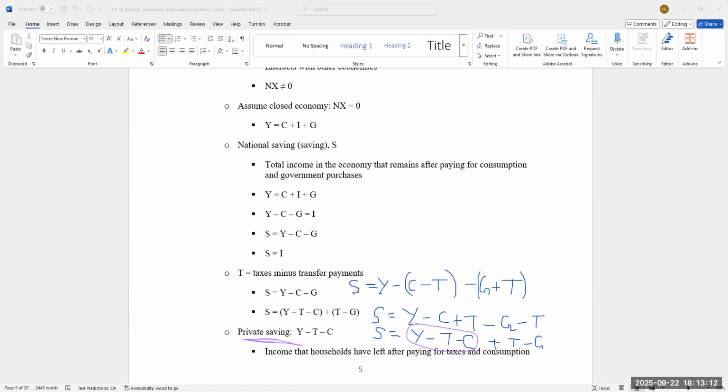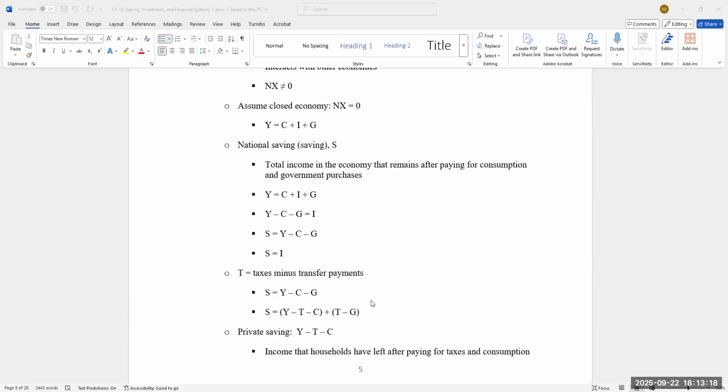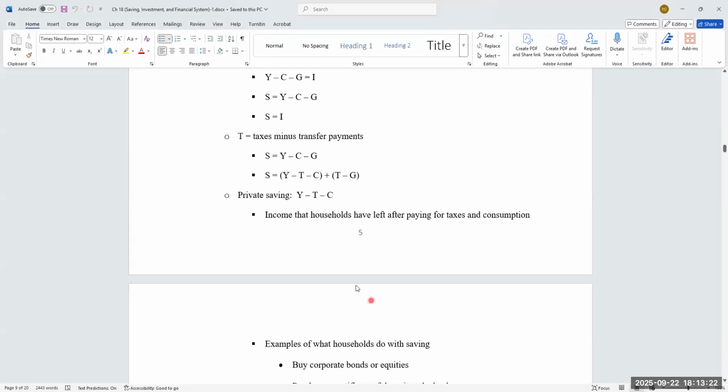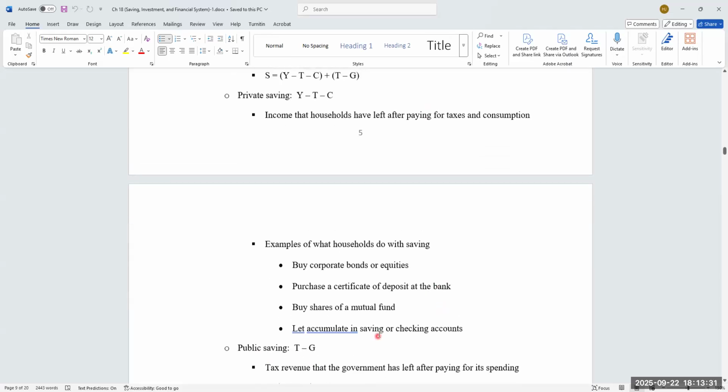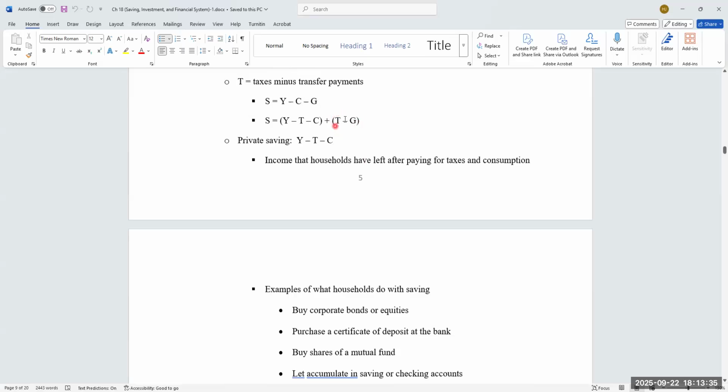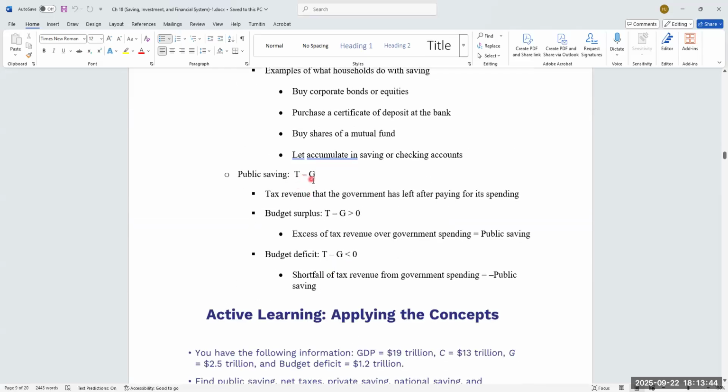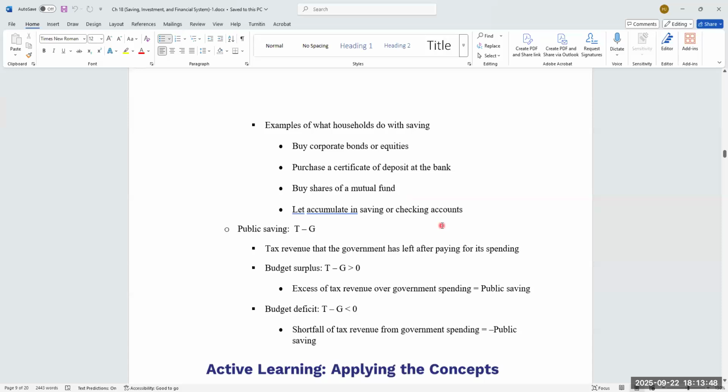Okay, let's move on. So there's income that households have left after paying taxes and consumption. Public savings is this part right here. T is what government brings in as revenue, tax income, minus what they spend on tanks, G. That's public saving. So the government brings in tax revenue and whatever is left over after they spend, that's their saving.